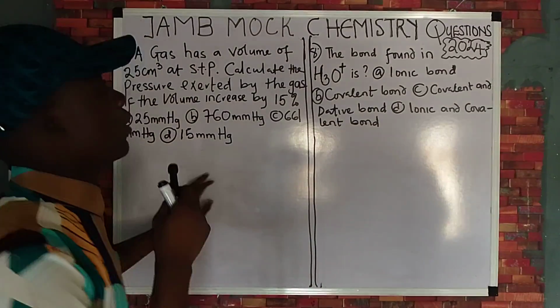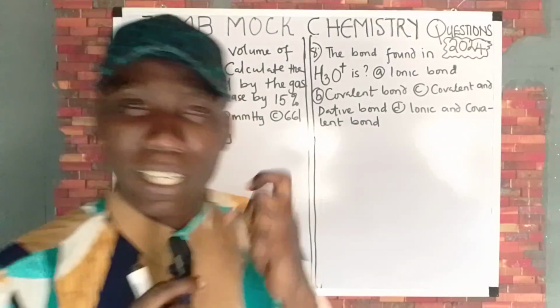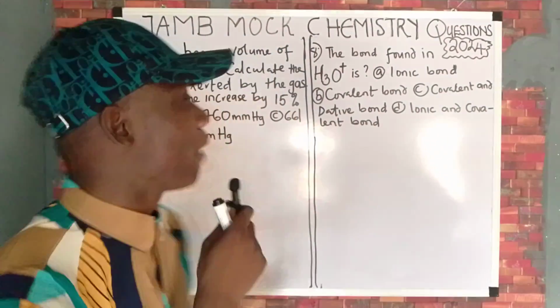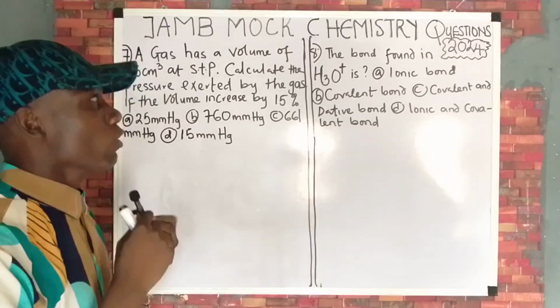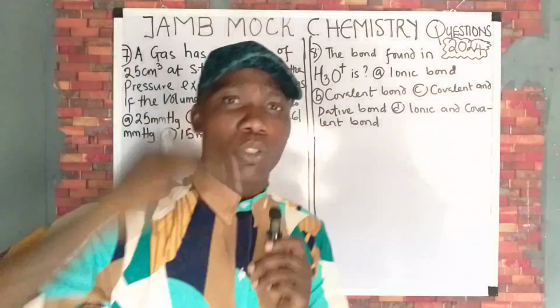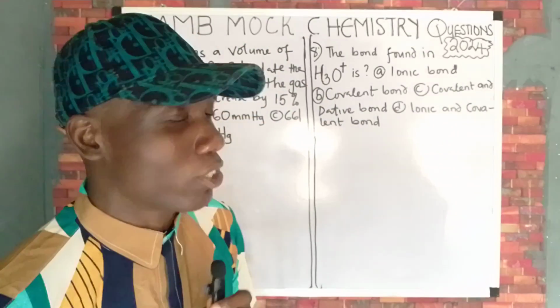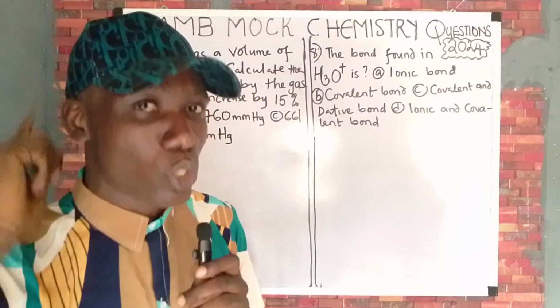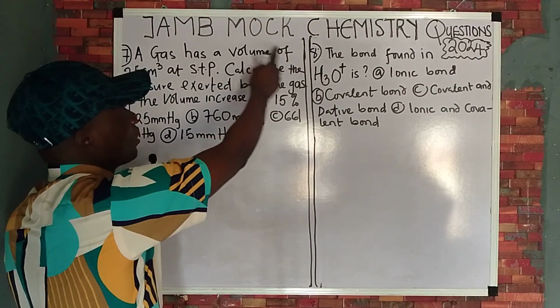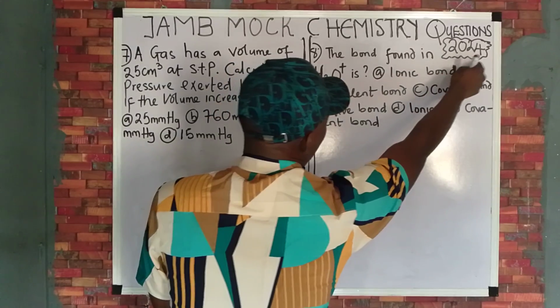Today we are going to take the second phase of the chemistry questions that we did last week. As you can see on the board, we have question number 7. These are questions you shouldn't play with because they are sure to come out in your JAMB 2024. On the board we have JAMB Mock Chemistry question 2024.